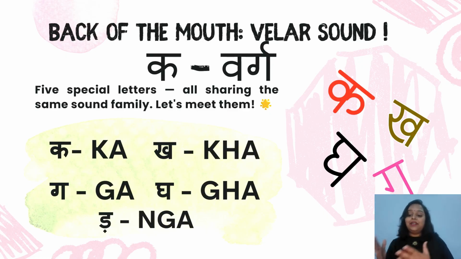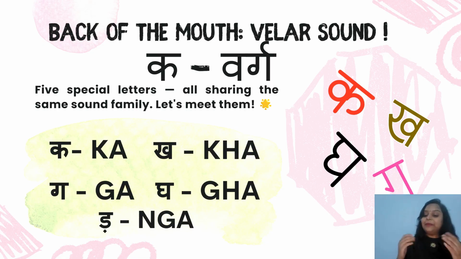These Ka Varg consonants are called the velar sounds. Velar sounds are produced in the back of the mouth area. From this area, these sounds are produced and these are called velar sounds. The 5 special letters are all sharing the same sound family. Do you want to meet them? So the first one is ka.